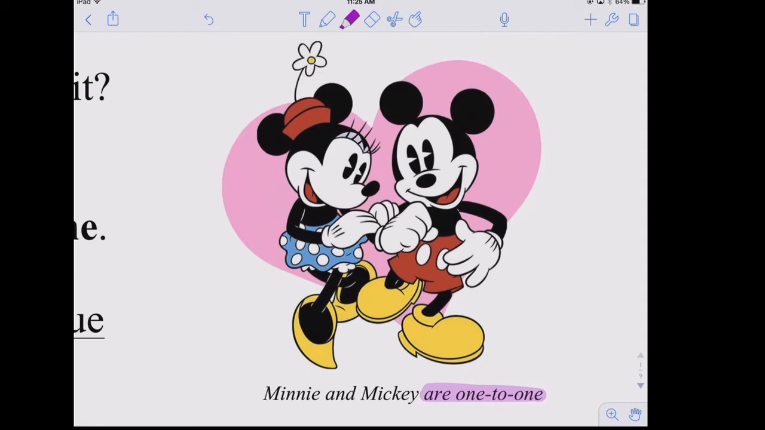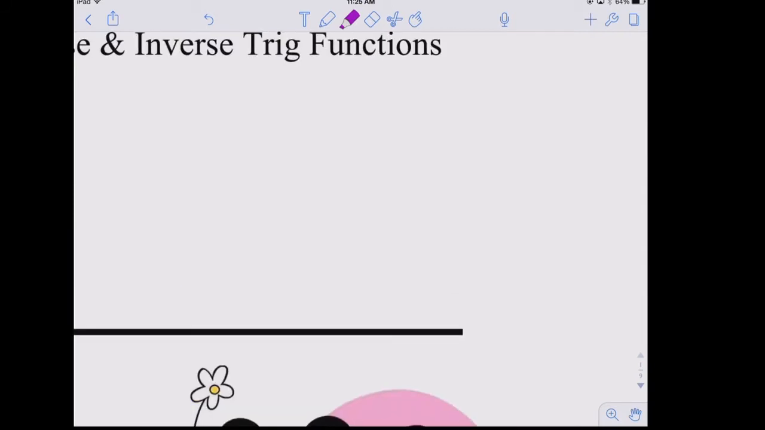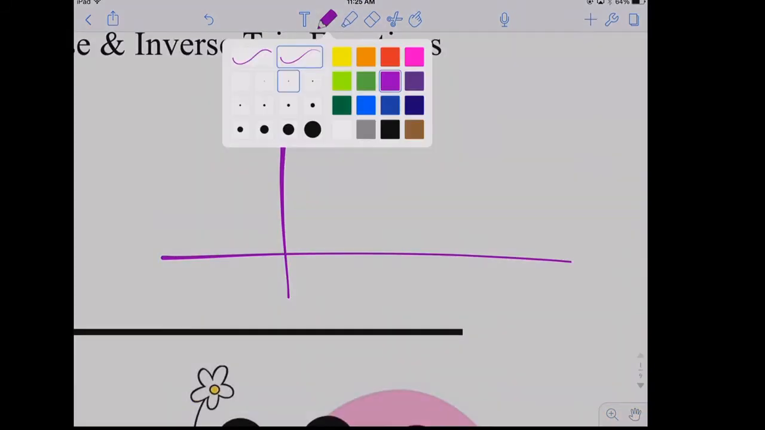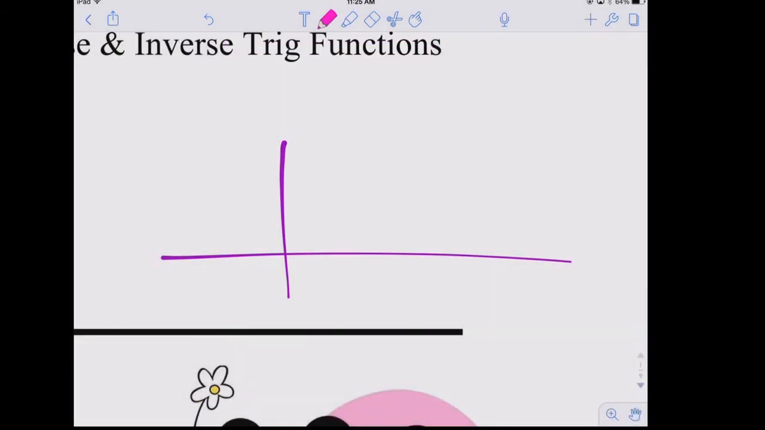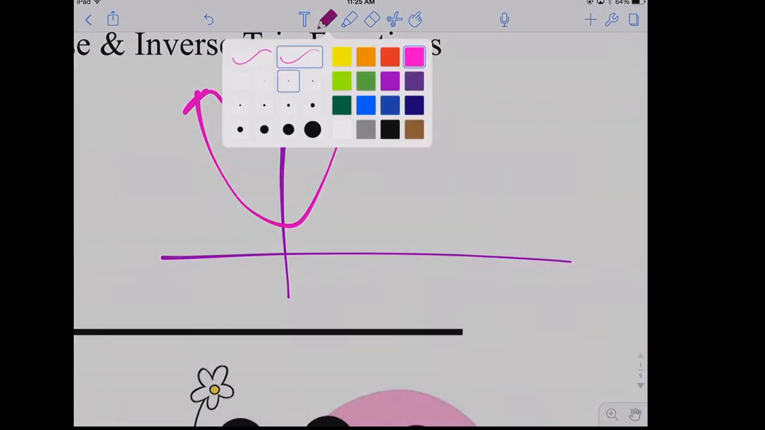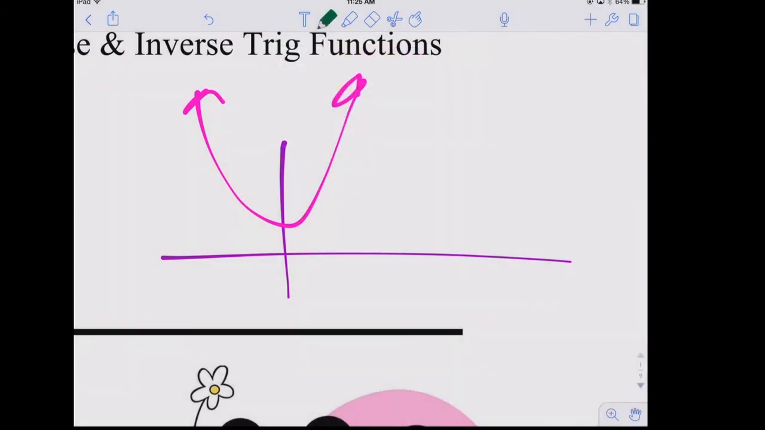Well, we can ask Minnie and Mickey. Okay. To be a function, of course, what does it mean to be a function? Like x squared. It has to pass the what? The vertical line test. Okay. And what does that mean? That means that for any x, there's only one y value, right? That means that x is faithful to y. But is that y faithful to x?